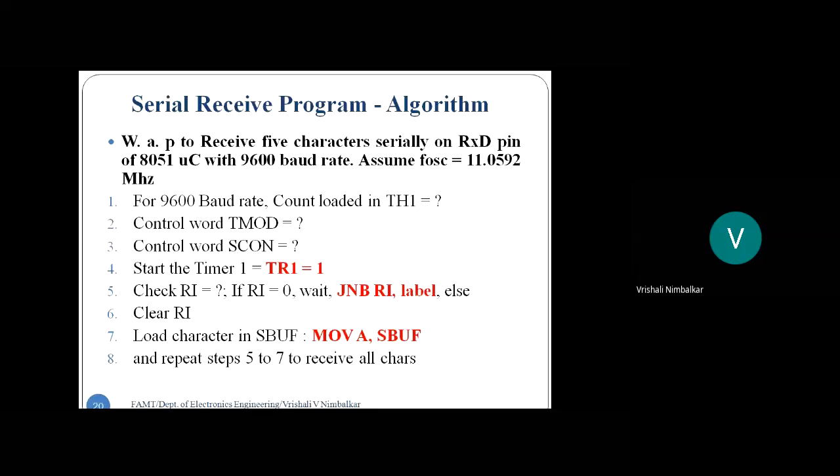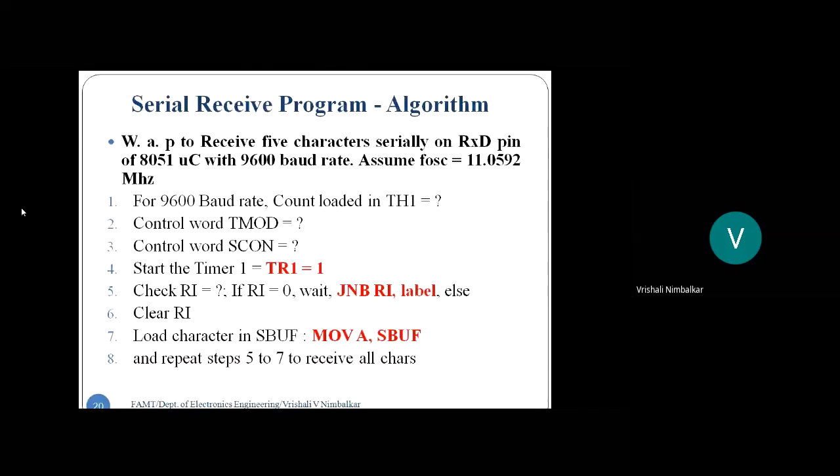To start writing the program, the first thing you should do is the baud rate calculations. For 9600 baud rate and 11.0592 megahertz oscillator, what is the count to be loaded in the TH1 register? Second, find out the control word to be loaded in the TMOD register, for timer 1 in mode 2.